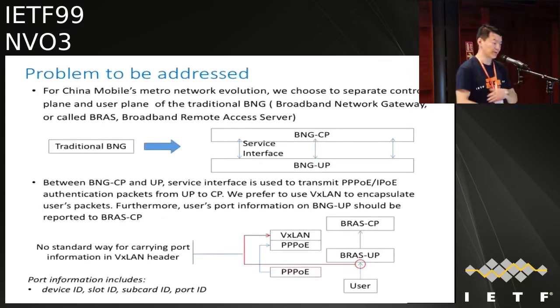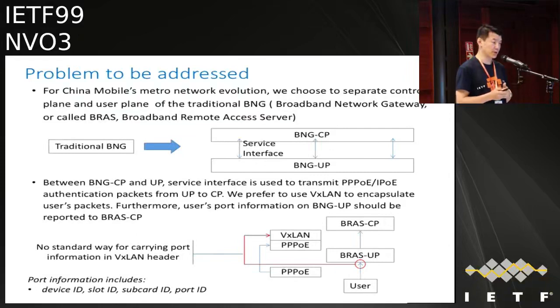Firstly, our problem is that we are introducing a new architecture of BNG in our network. Compared to traditional BNG, we separate the BNG control plane and user plane into two parts. We will deploy the control plane in a centralized site and distribute the user plane as needed. Between control plane and user plane, there are several interfaces for CP and UP to exchange necessary information. One of the interfaces is the service interface. This interface is for the PPPoE or IPoE authentication packet exchange between CP and UP.